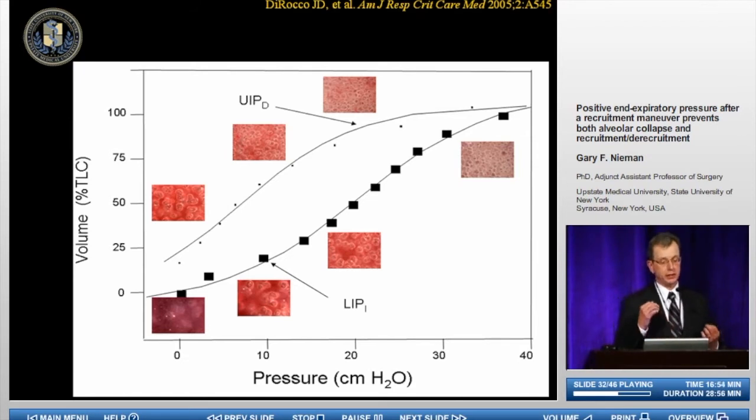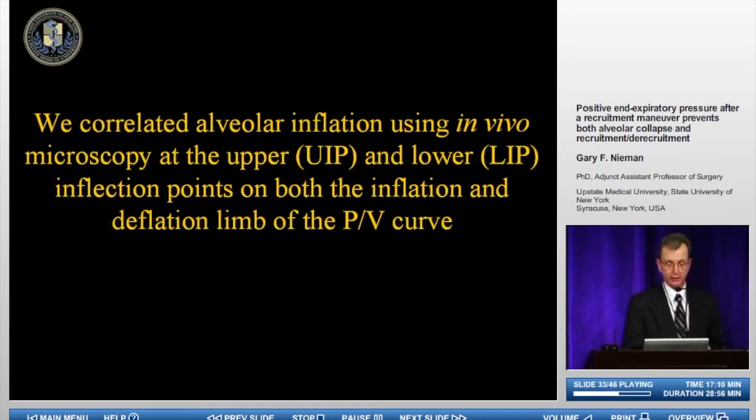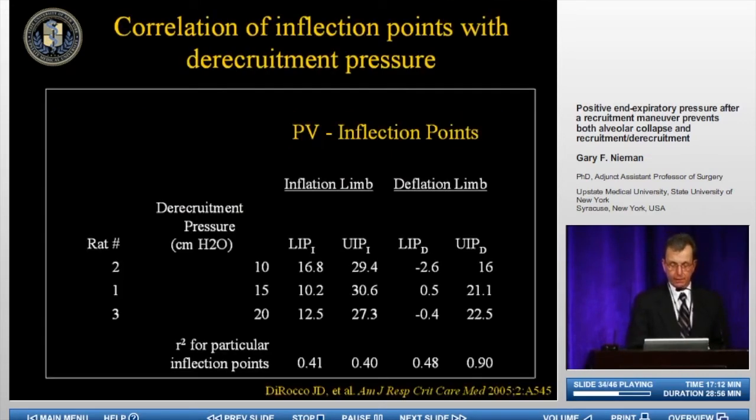And what we did is we actually used the Venegas equation and calculated these inflection points rather than just drew them. And then we did a correlation coefficient of the amount of aerated alveoli to the inflection points to see which of these inflection points were actually giving us clues on how much aerated lung there was. And effectively what we showed, on the inflation limb, the lower inflection point, we showed very poor correlation. However, on the deflation limb, we showed a very high correlation.